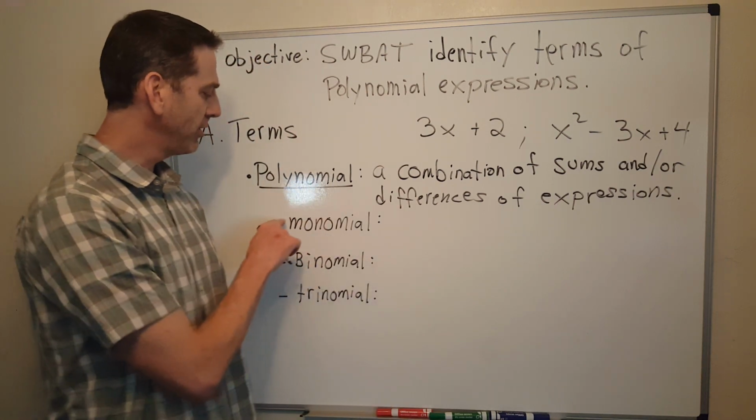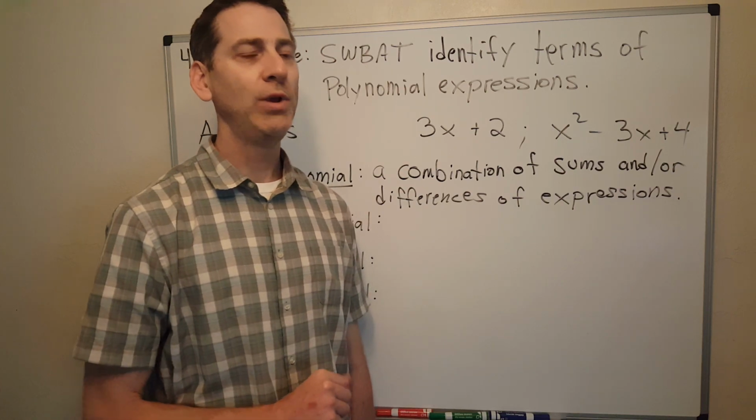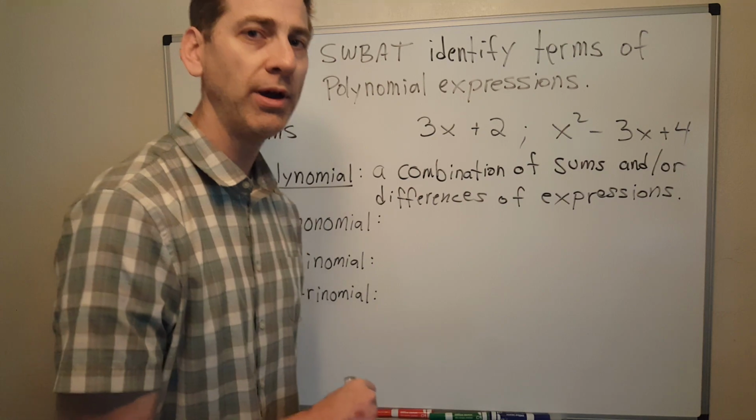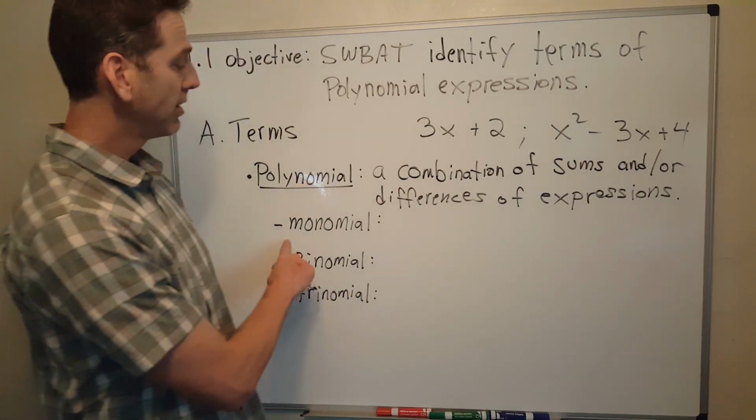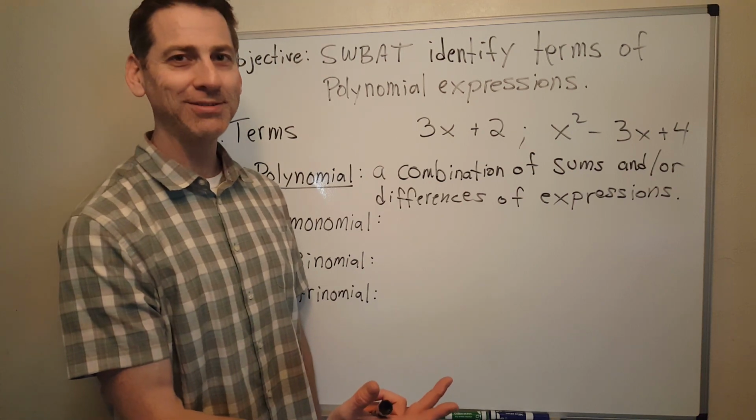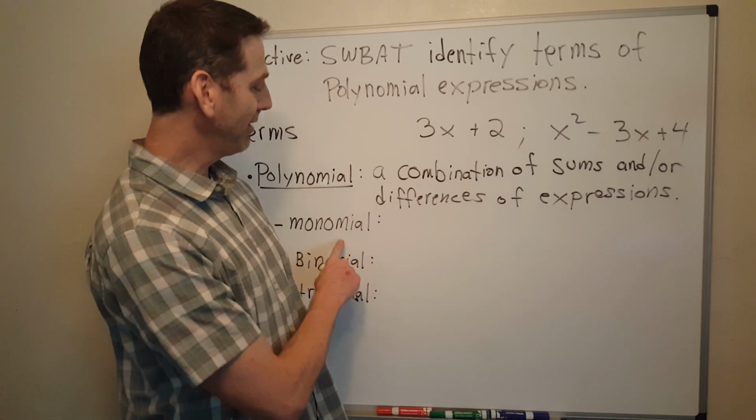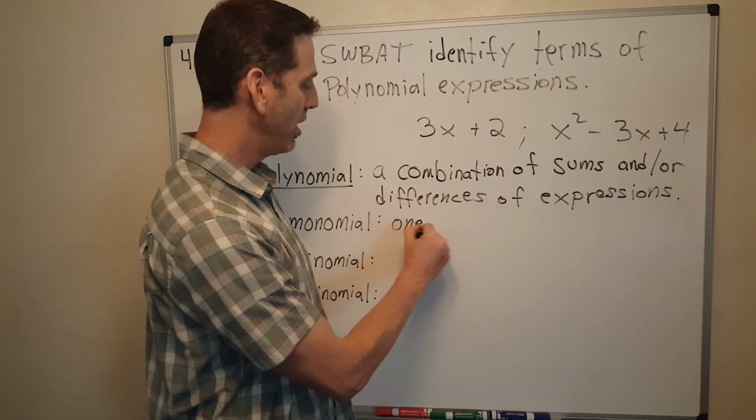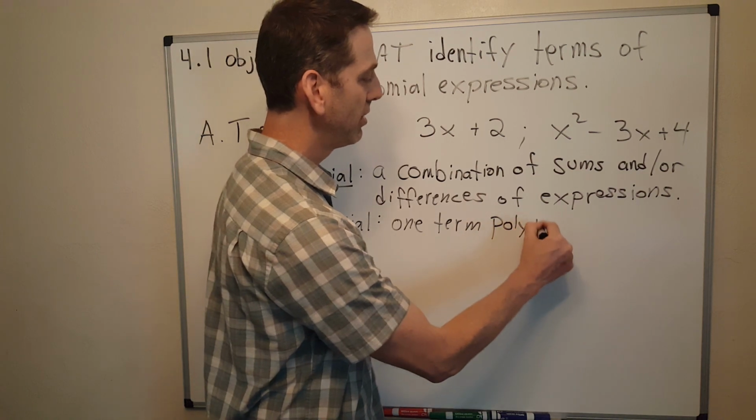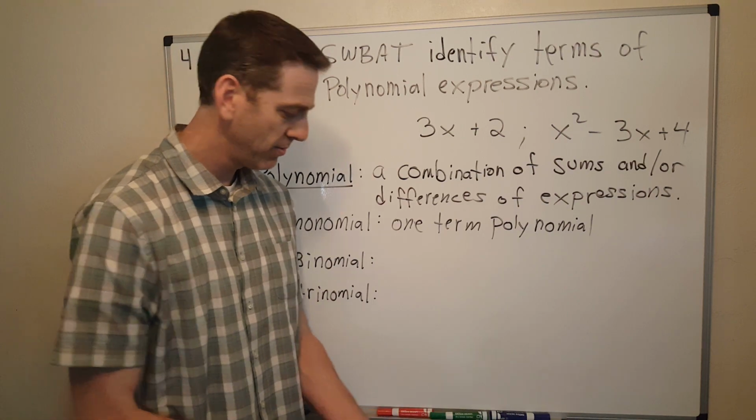There are different kinds of polynomials that we like to give a name to, just so that we can be a little more specific when we're talking about these different polynomials. First we have a monomial. The name tells it all, right? Mono simply means one. So this is a one-term polynomial. It's a one-term polynomial.